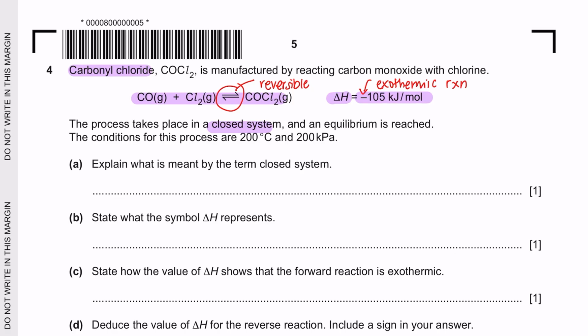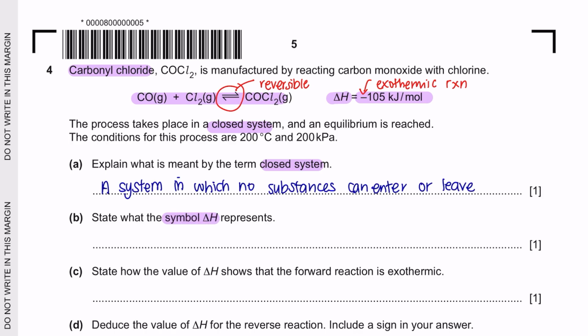Question A. What is meant by the term closed system? A closed system is a system in which no substances can enter or leave. Next, question B. State what is meant by the symbol triangle H. This is the symbol for enthalpy change. Enthalpy change is the heat that passes into or out of the system during a reaction.